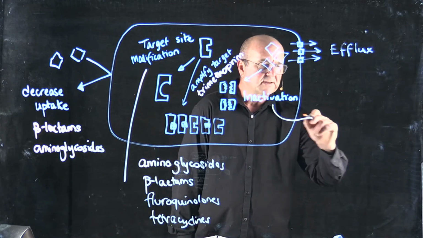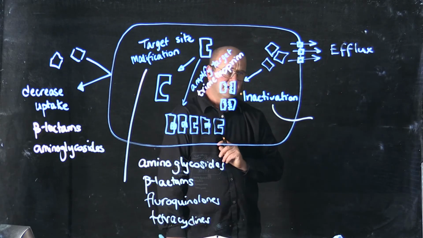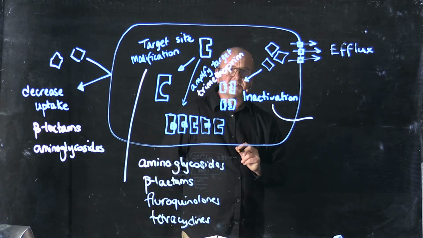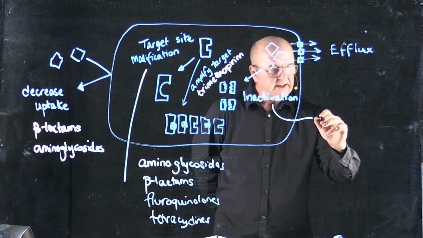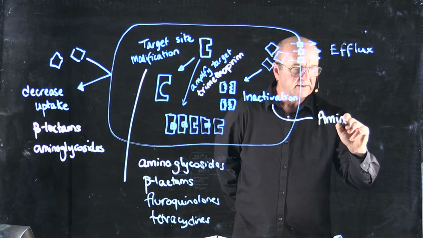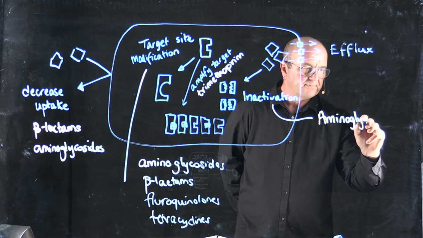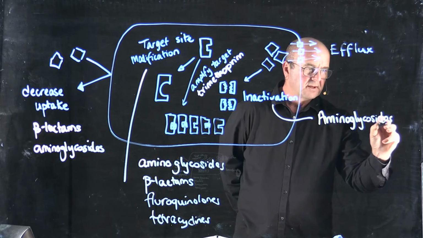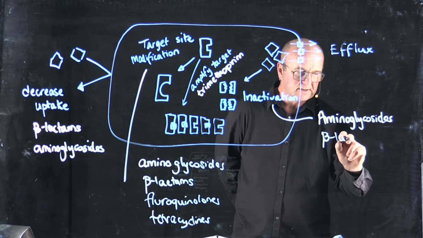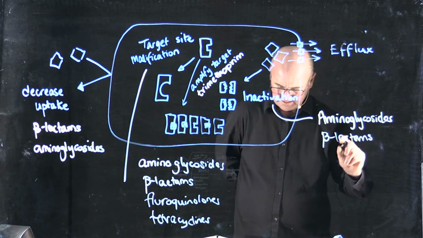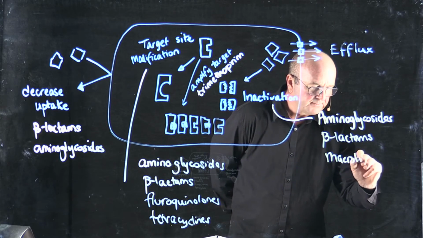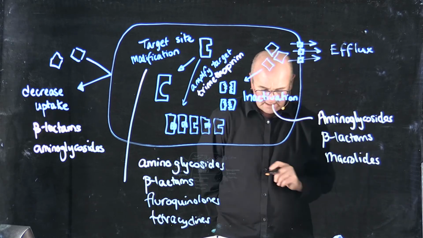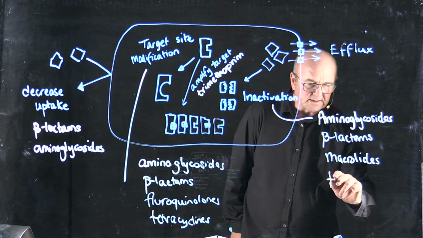Similarly, lots of bacteria can gain resistance by inactivating the antibiotic. And that includes, again, the aminoglycosides, the beta-lactams, macrolides, quinolones, and the tetracyclines.